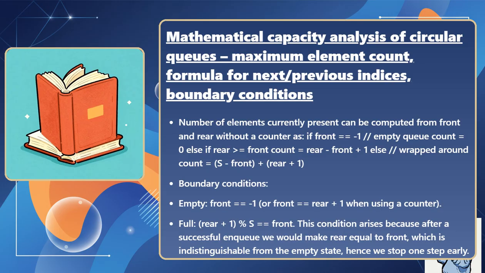Boundary conditions. Empty condition: front equals -1, or front equals rear plus 1 when using a counter. Full condition: (rear + 1) modulo S equals front. This condition arises because after a successful enqueue we would make rear equal to front, which would be indistinguishable from the empty state, so we stop one step early.